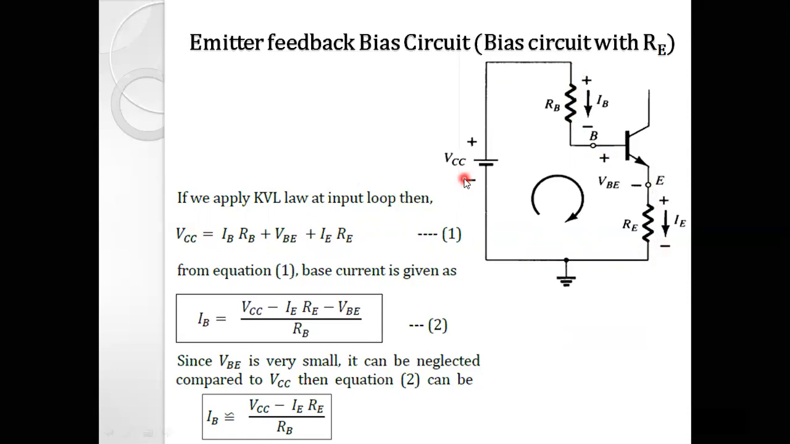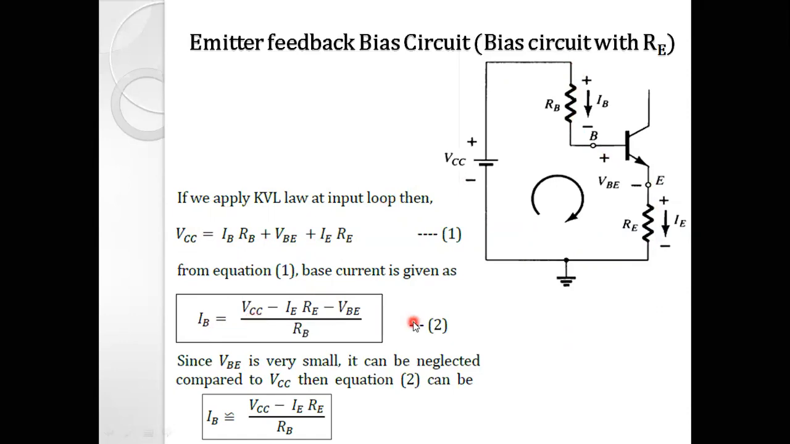And when we rearrange the terms, we get equation number 1, which is this one. VCC is equal to IBRB plus VBE plus IERE. And we are supposed to find out the base current, right? From that we can derive the IC, that is collector current. Why? Because IC is equal to beta times IB plus ICEO.